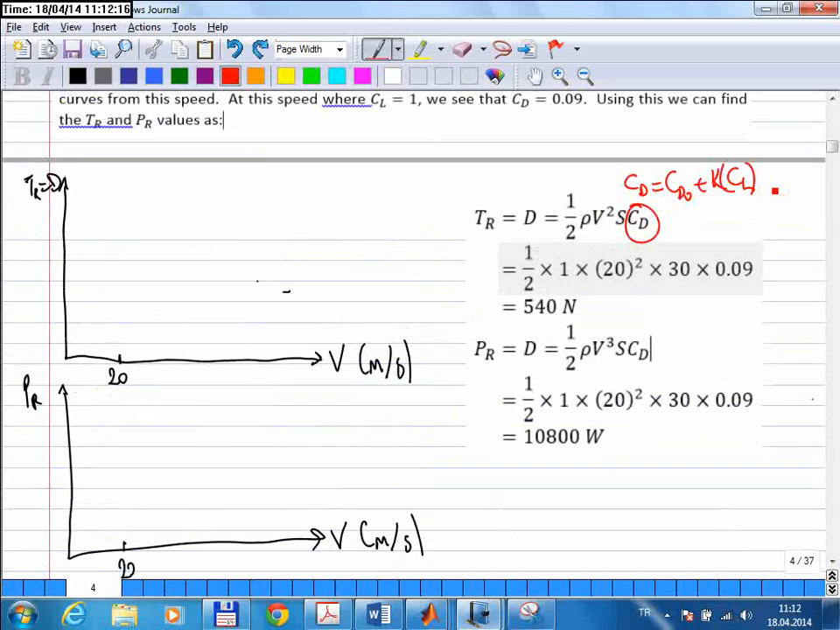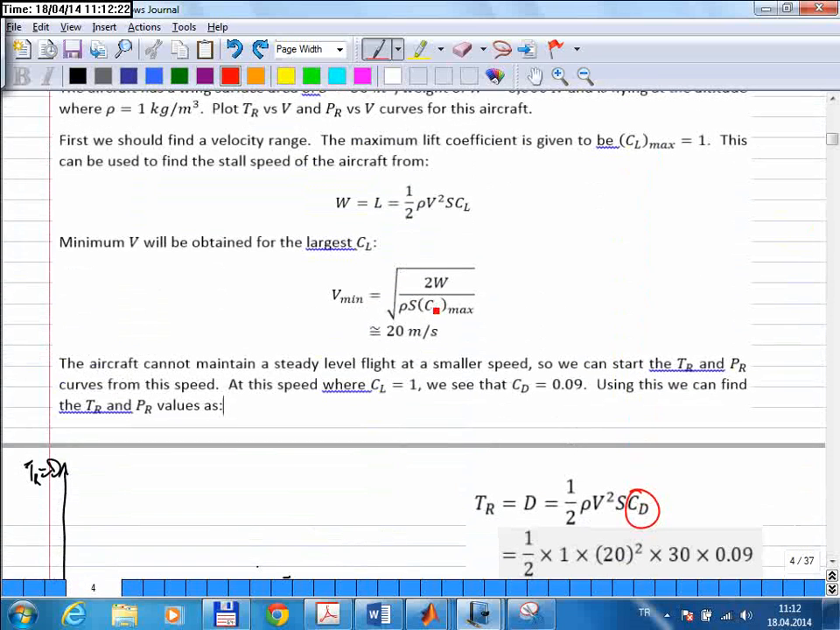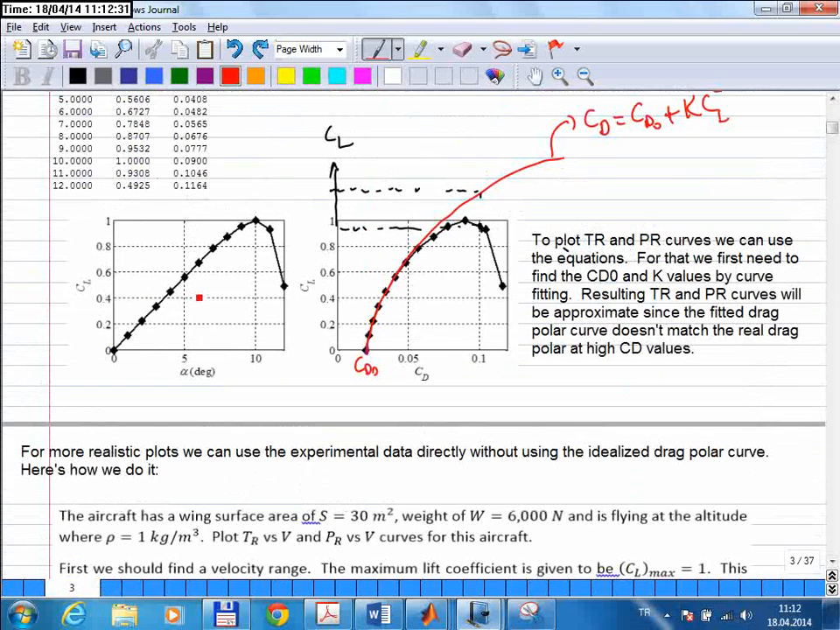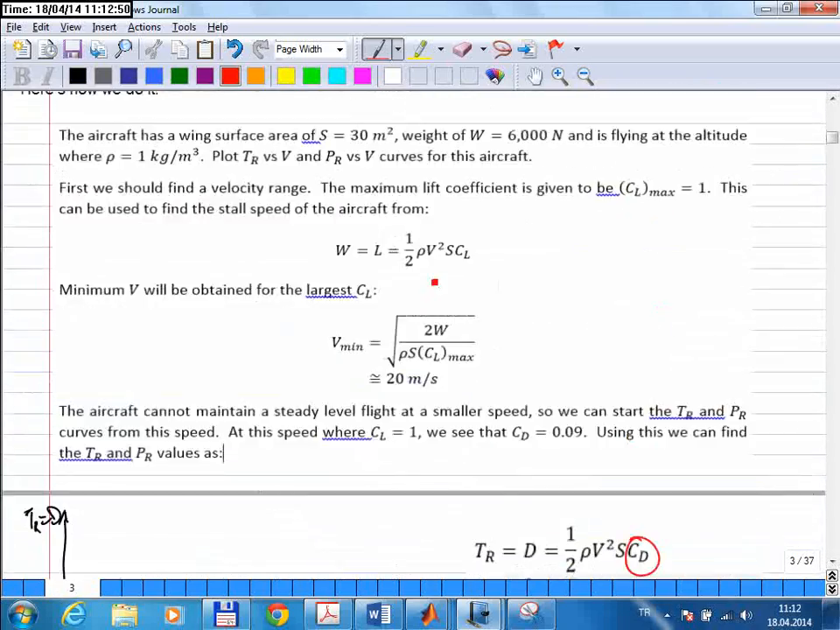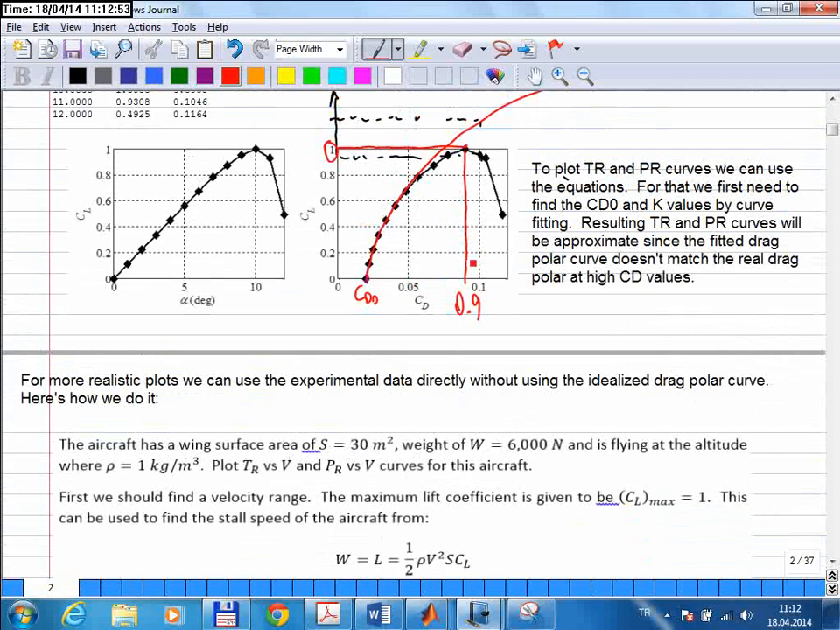So instead of doing that, we are talking about this speed, and at that speed the lift coefficient is at its maximum value, which is 1. So we go to the data and pick the corresponding drag coefficient value. For the maximum CL value, we find that the drag coefficient is 0.9. I'm sorry, 0.09, not 0.9, so let me correct that. It's 0.09.